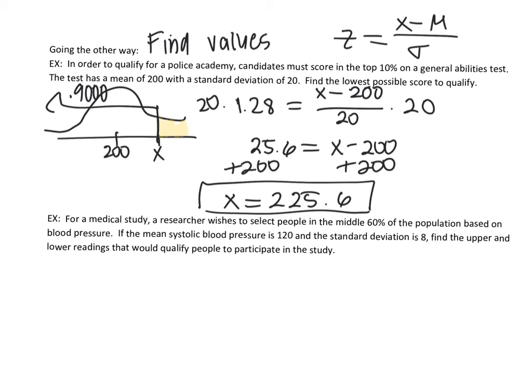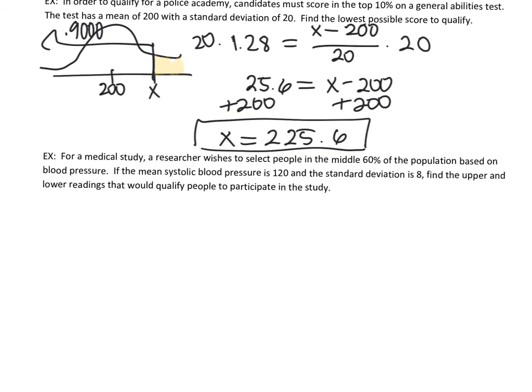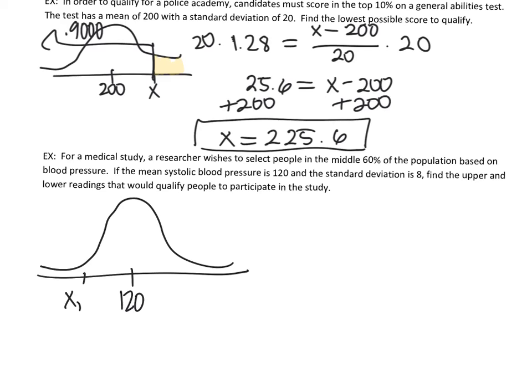For a medical study, a researcher wishes to select people in the middle 60% of the population based on blood pressure. If the mean systolic blood pressure is 120 and the standard deviation is 8, find the upper and lower readings that would qualify people to participate in the study. So for our curve, we have our mean of 120, and we're going to have two x values because we need to figure out the range. In the middle is going to represent the middle 60% of the population.